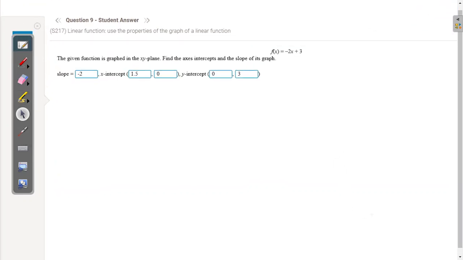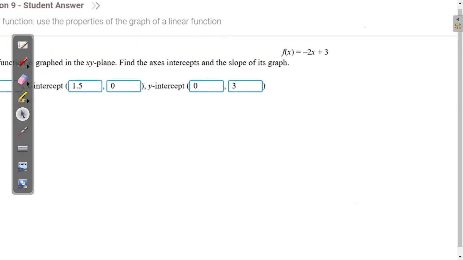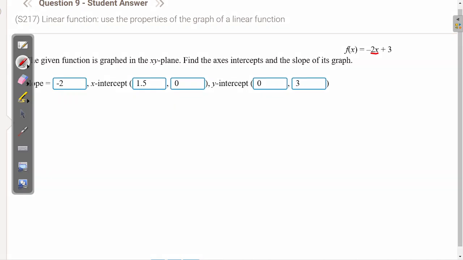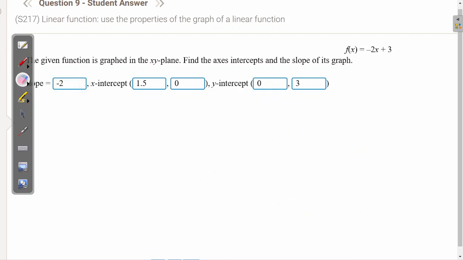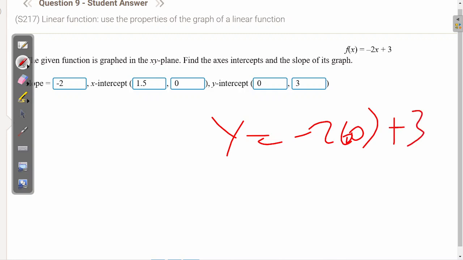Okay, this one very easy. The slope is just what's next to x, which is negative 2. X intercept is when y is 0, so 0 equals negative 2x plus 3. Negative 2x equals negative 3. X equals 1.5. So it's 1.5, 0. The y-intercept, you substitute x with 0, so y equals negative 2 times 0 plus 3. Y equals 3. So it's 0, 3.